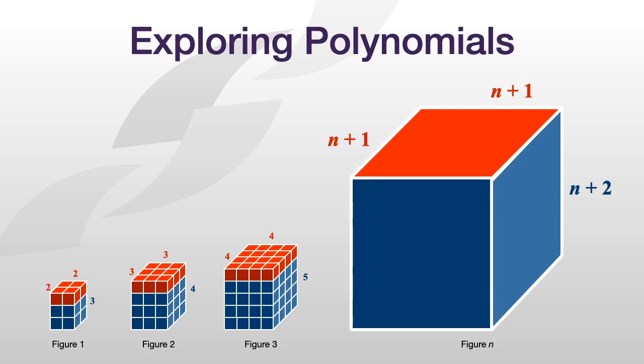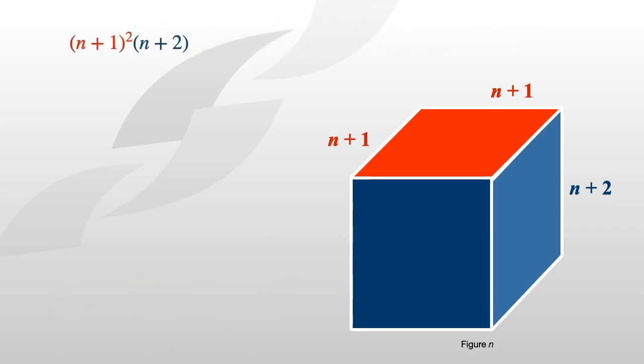Multiplying these 3 binomials gives the number of cubes for any figure number. The number of cubes in figure n is (n plus 1) squared times (n plus 2). To express this as a polynomial, we can first square n plus 1, then multiply the result by n plus 2. (n plus 1) squared is equal to n squared plus 2n plus 1.